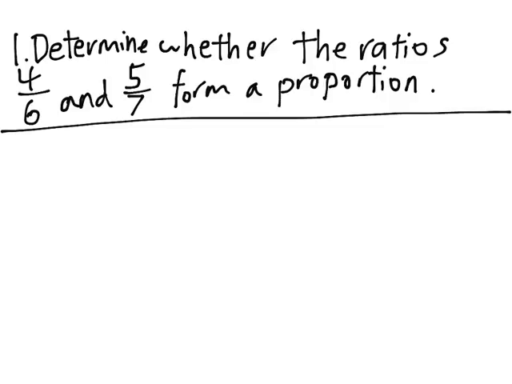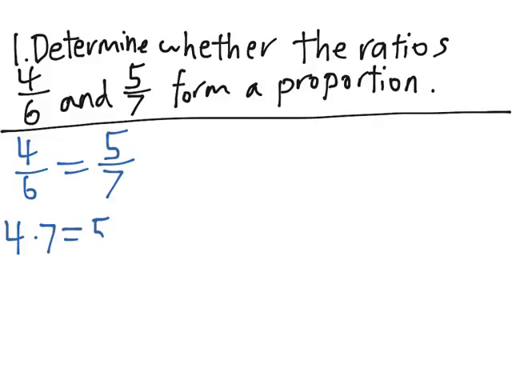First, let's assume that these ratios are equal. 4 over 6 equals 5 over 7. If this is really true, then we can cross multiply and it'll still have equality. So let's do that. On the left side, we get 4 times 7, and on the right side, we have 5 times 6. Now 4 times 7 is just 28, and 5 times 6 is 30.